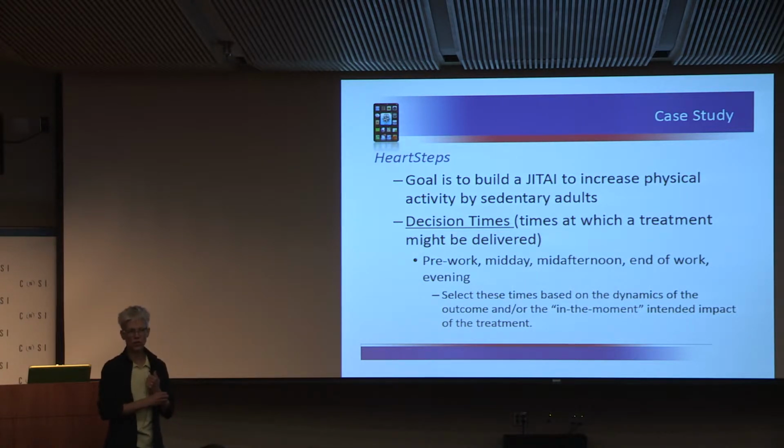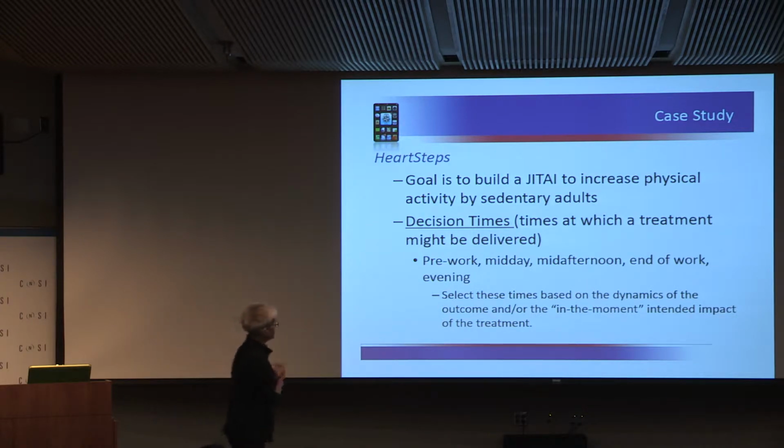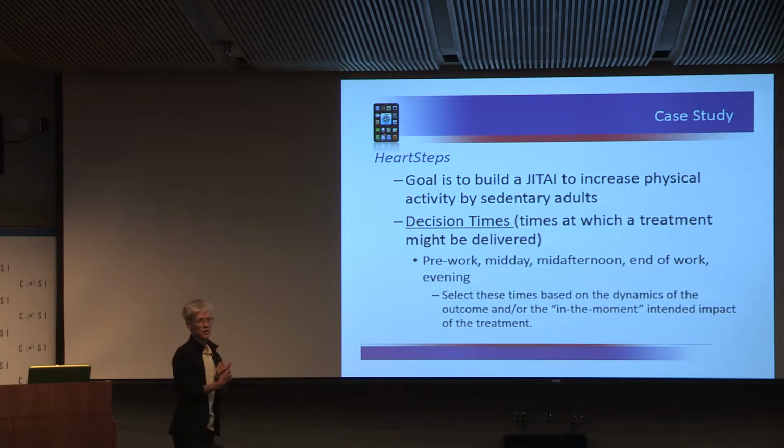And I'm going to talk to you about a simplified version of this trial so that I can be more clear in how I discuss the issues. So the goal is to build one of these adaptive interventions to increase physical activity in sedentary adults. That's for the first of the 3 trials. I'm going to talk about the parts of this intervention.